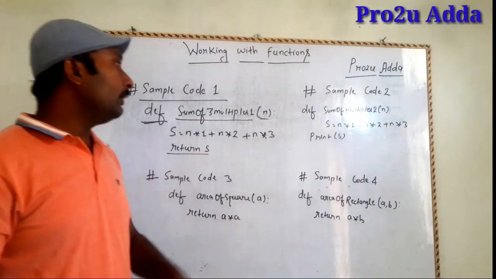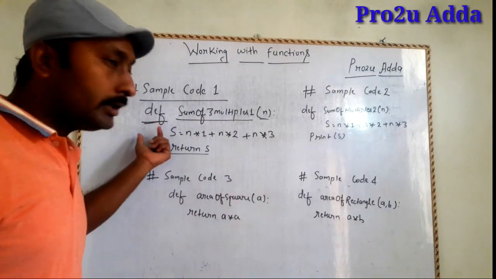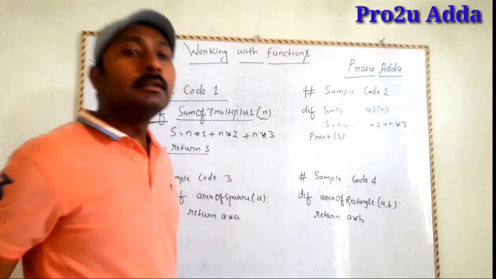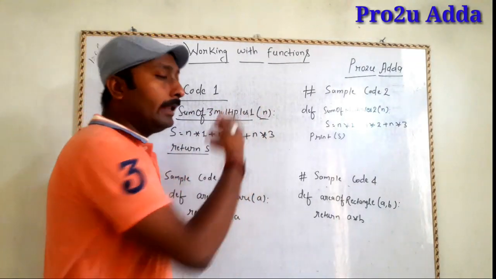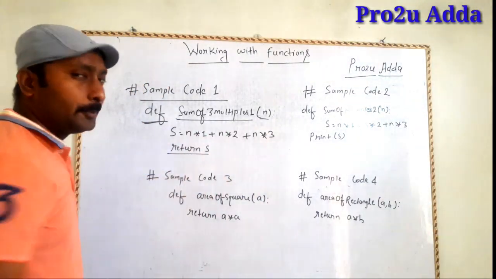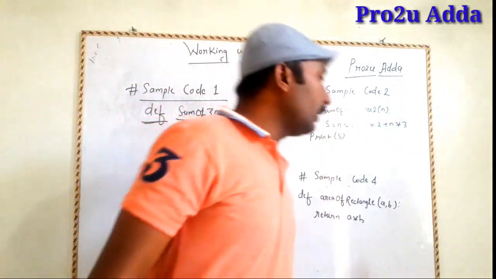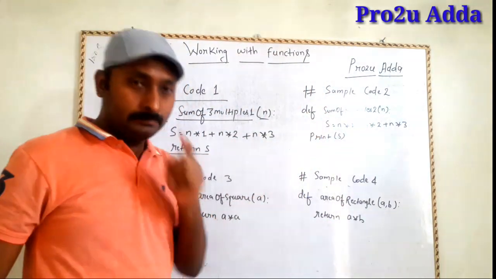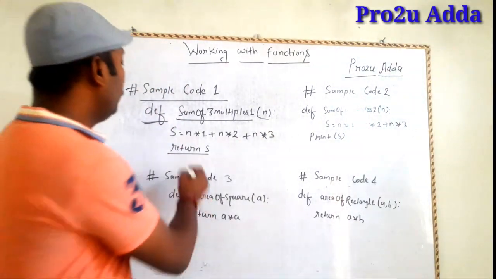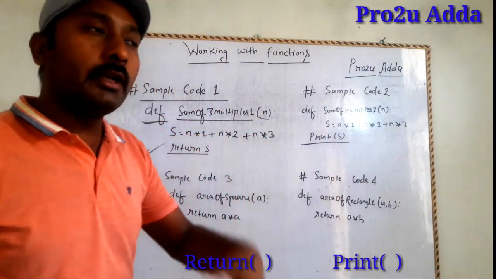Let's clear our concept with these programs. In the very first program, you can see the def word is used for what purpose? For defining a function. Then the function name is here, sum of 3 multiple, and n is the parameter which I have passed. Now this is the processing, and finally we have returned the value. See, the same program is here also. What is the difference between them? Notice, only one. Here we are returning a value, and here we are not. Simply we are printing a value by using a print statement.